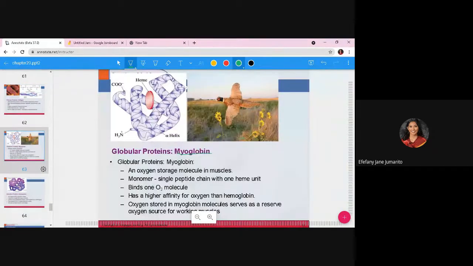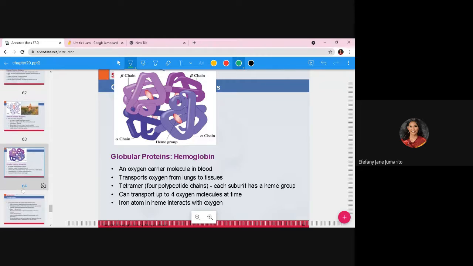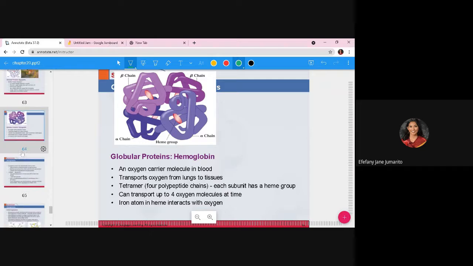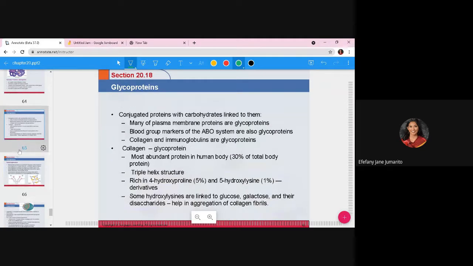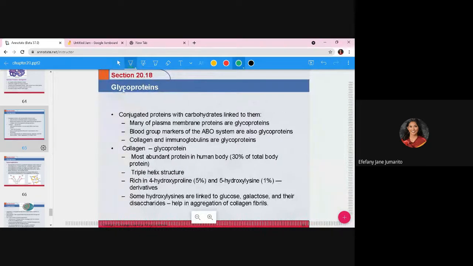Then we have the globular proteins, myoglobin, hemoglobin. Look at the structure. It's quaternary. Okay, then we have the prosthetic groups. We have the glycoproteins. The prosthetic group in glycoprotein is what? What are the prosthetic groups in our first ones? They are conjugated proteins. So the conjugated, it's complex proteins.